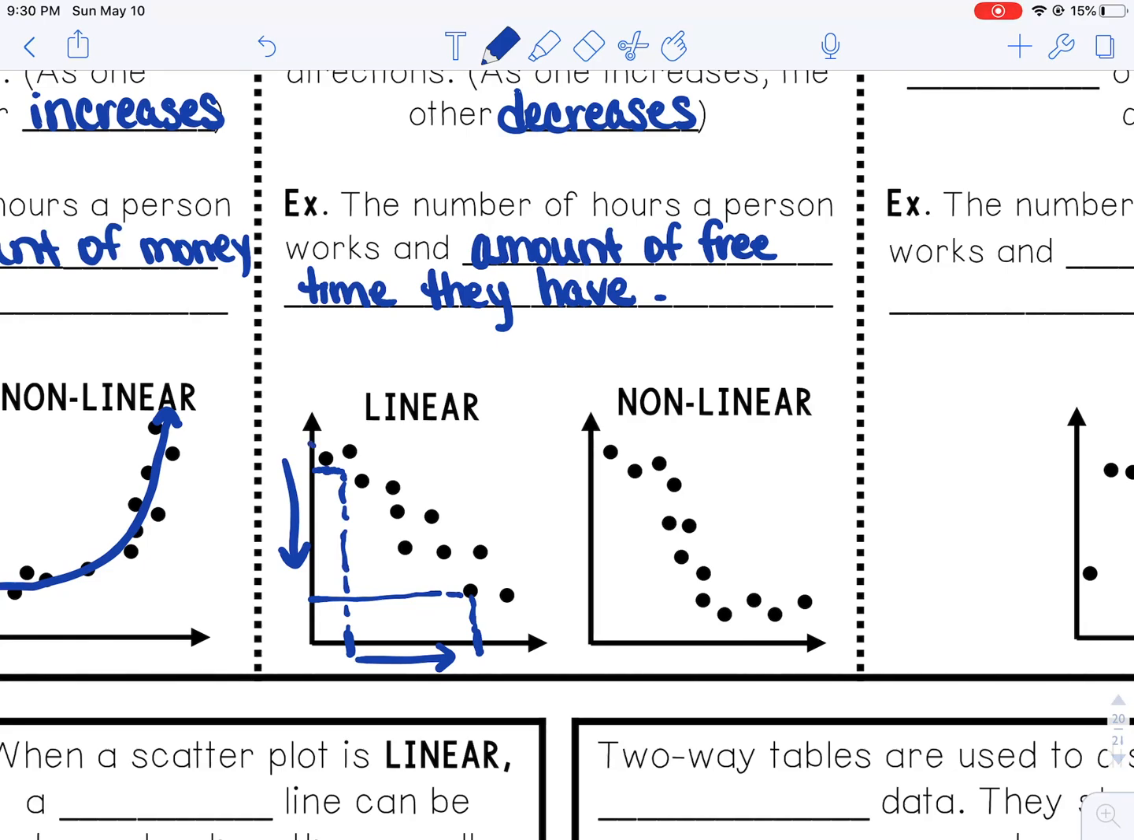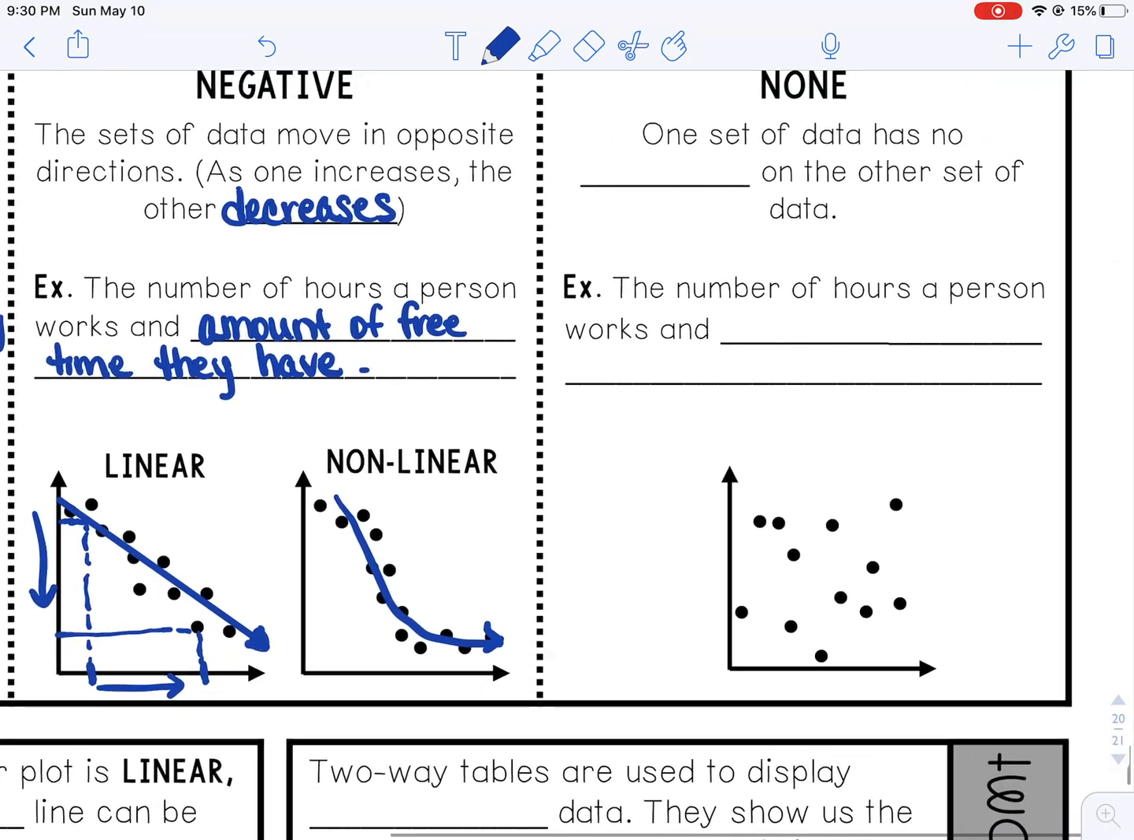This one is also linear. You can see that you can kind of impose a line going that direction, negative sloping. Nonlinear is kind of doing a curve again.